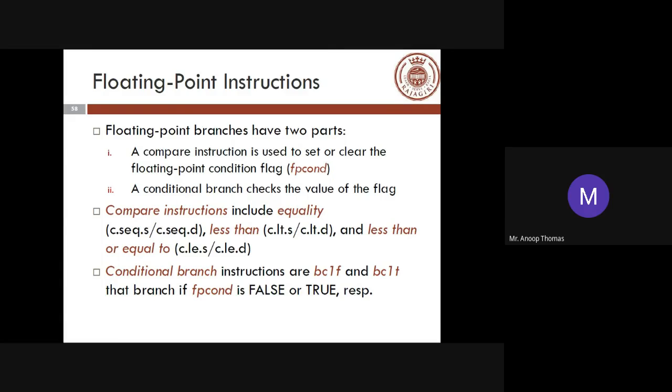So you have three sets of instructions: one to check equality, a second to check whether it's less than, and a third to check if it's less than or equal to. It can be done in single precision and double precision. These are the comparison instructions which are included.